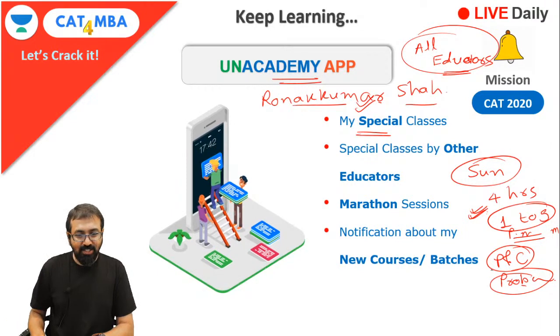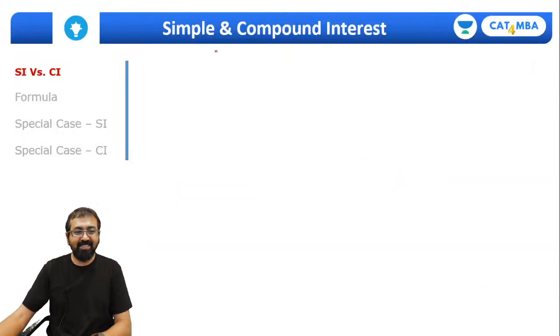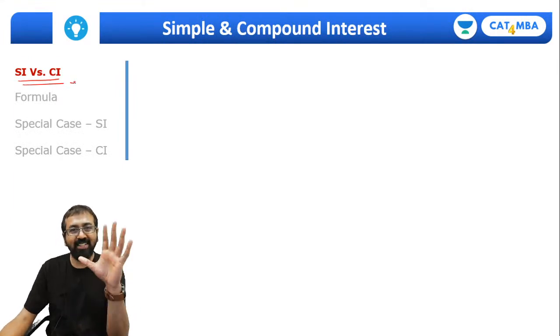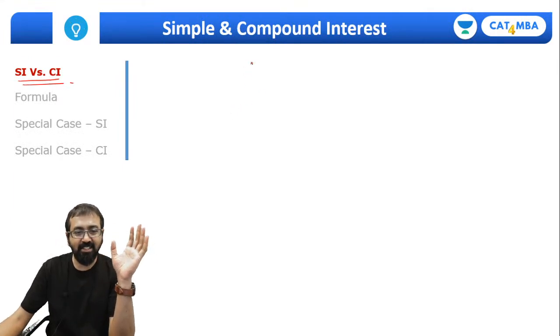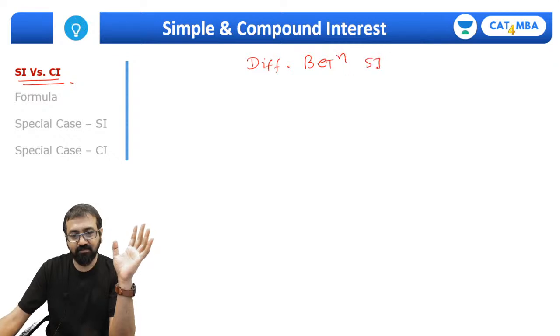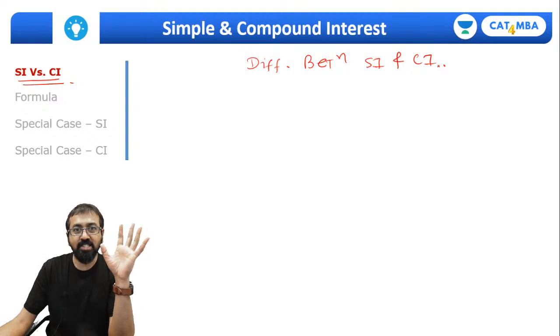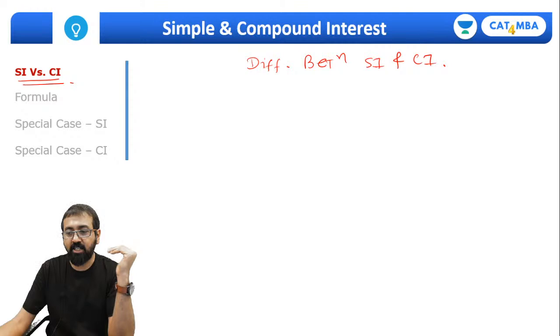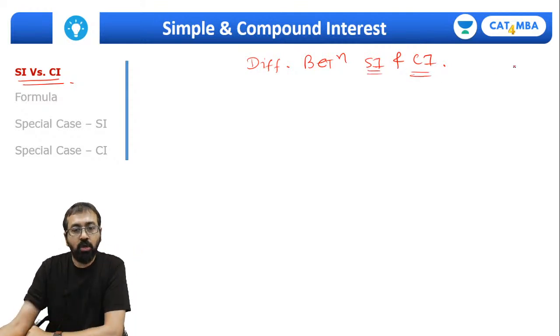Yeah, guys. So let's go ahead and understand the concept of simple interest and compound interest. The only thing I need to make you understand is the difference between SI and CI. What is the difference between SI and CI? We have learned this concept since school, and we are probably using it in our day-to-day life. Simple interest, compound interest. But then we never thought about how this is possible.